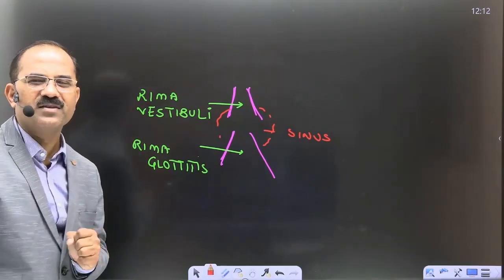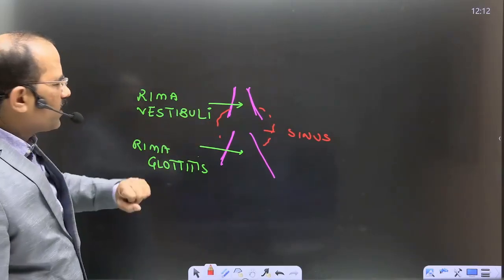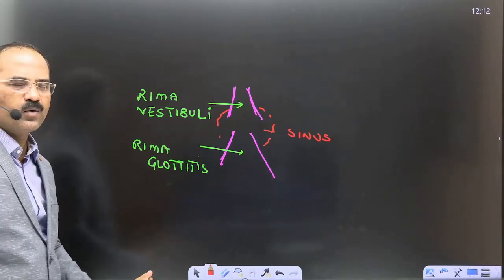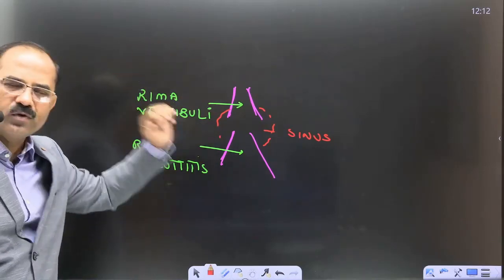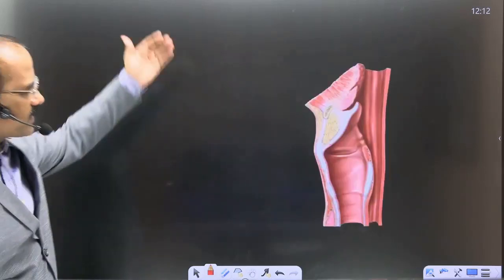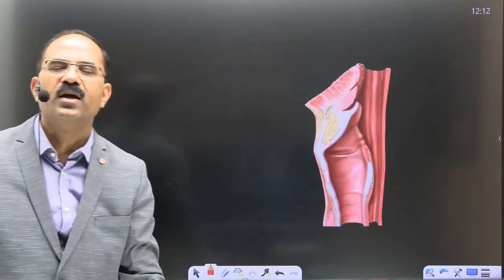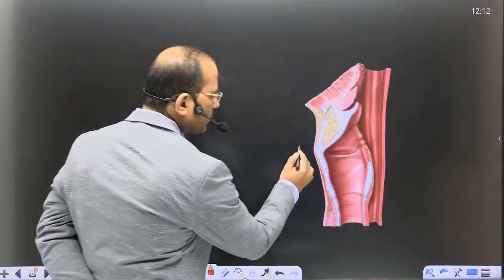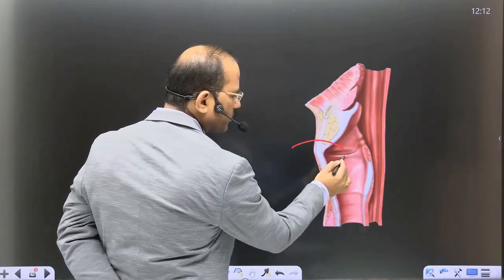Are you able to follow this? So just the important thing about the larynx, I'm telling you: rima vestibuli and rima glottidis are the spaces between the vestibular folds and the vocal folds, and between them is the sinus. Now look at this. That's a section, a sagittal section through the larynx. So now you tell me, what is this fold? That's a vestibular fold. What is this?